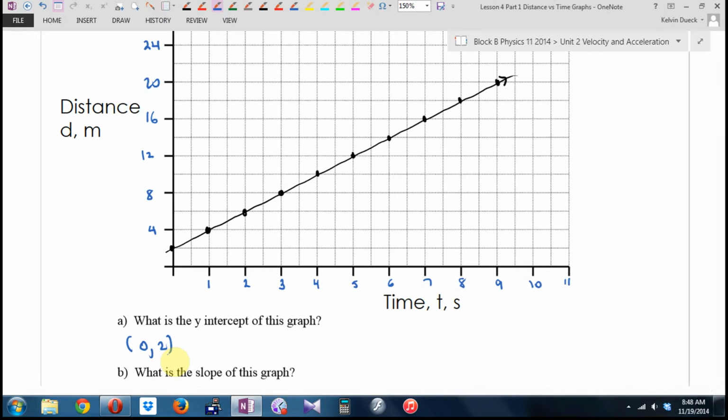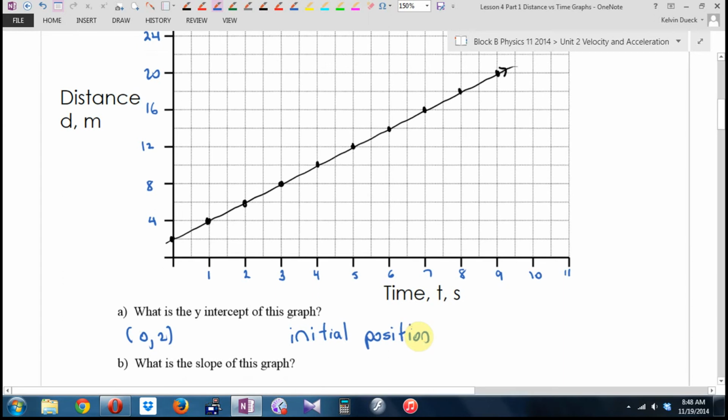Say what? At time 0, how high were we on the y-axis? 2. But what are we measuring on the y-axis? Distance. You know what? I think that's the initial position. This person started 2 meters from the start line. They already had been traveling for 2 meters when we started our stopwatch. So in English, we could say this is which one do you want? Well, usually I want the number if I ask you what's the y-intercept. But if I say, what does the y-intercept mean? This is what I'm getting at.